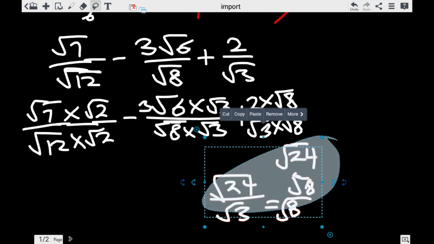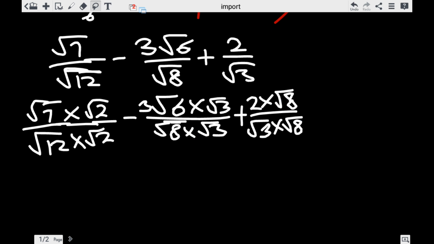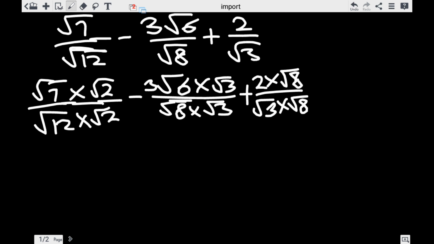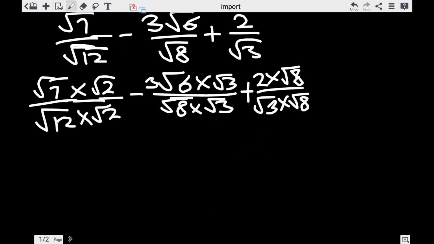So at this point, I want to clean everything that is on the board, on the screen, so that I can make some space. So now, at this point, you want to multiply everything you see at the top: root 7 and root 2 multiply together, root 12 and root 2 multiply together, 3 root 6 and root 3 multiply together, root 5 and root 3 multiply together, and 2 times root 8 and root 3 and root 8 multiply together. So let's start with this root 7 and root 2. What is 7 times 2? 7 times 2 is 14.